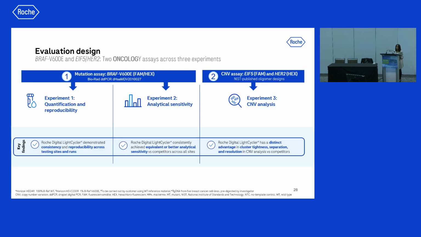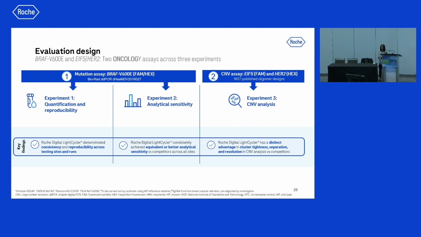So overall, from the evaluation side, I just want to sum up the key findings of the evaluation study. From experiment 1, what we have learned is that the Roche Digital LightCycler system really demonstrated consistency and reproducibility across all testing sites, right? This is internationally across 7 different external sites, across multiple runs, both internally and across all sites compared together. So very, very highly reproducible results can be obtained from the Roche Digital LightCycler system.